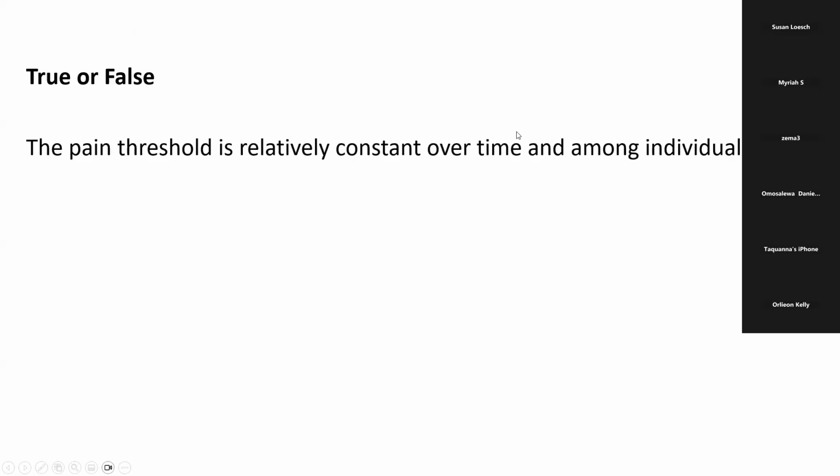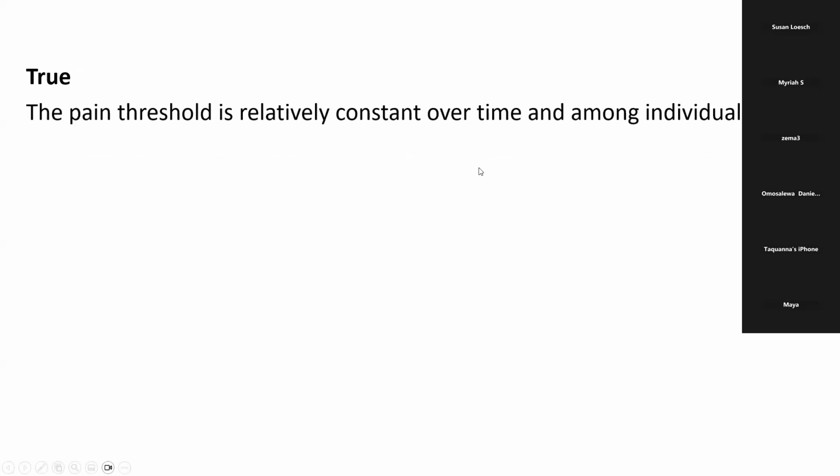All right, true or false? The threshold is relatively constant over time and among individuals. False. Okay, what's the difference between threshold and tolerance? Look it up in your book because you got to know this. The threshold does not vary and the tolerance varies. The tolerance varies because it's based on the person, culture, personal factors. Okay. So the pain threshold is constant over time and among individuals.